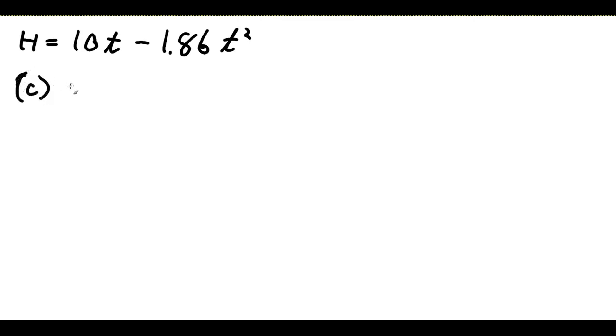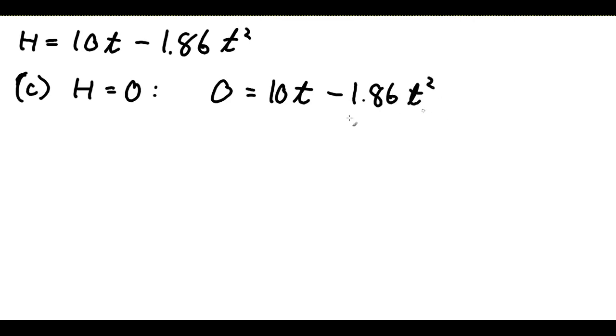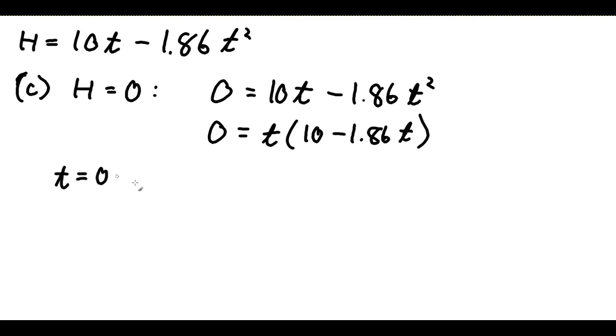And h is the height, so we can assume that that happens when h equals 0. So we have the equation 0 equals 10t minus 1.86t squared. So 0 equals t times (10 minus 1.86t). This has two solutions. One is when t equals 0, or the other is when 10 minus 1.86t is equal to 0. So if we add the 1.86t to both sides and then divide, we get t is equal to 10 divided by 1.86 seconds.